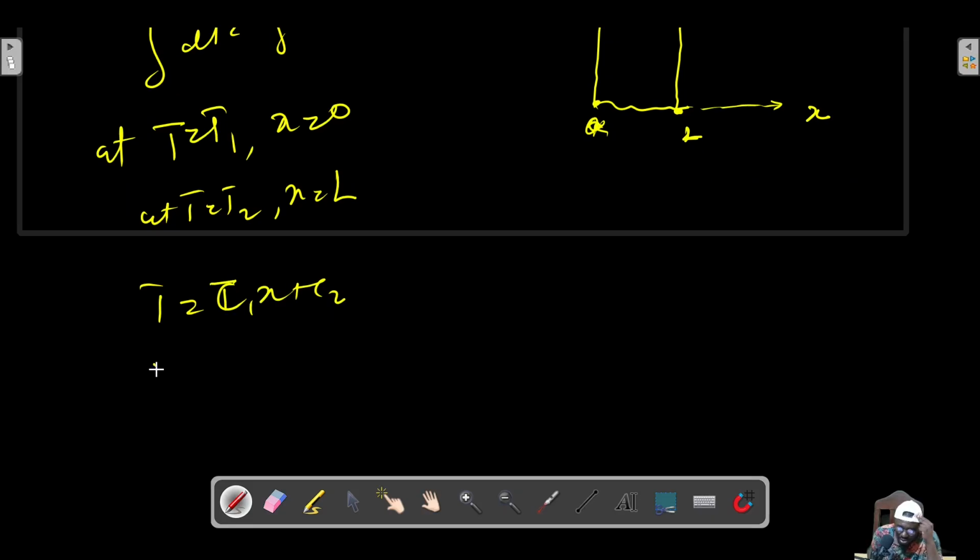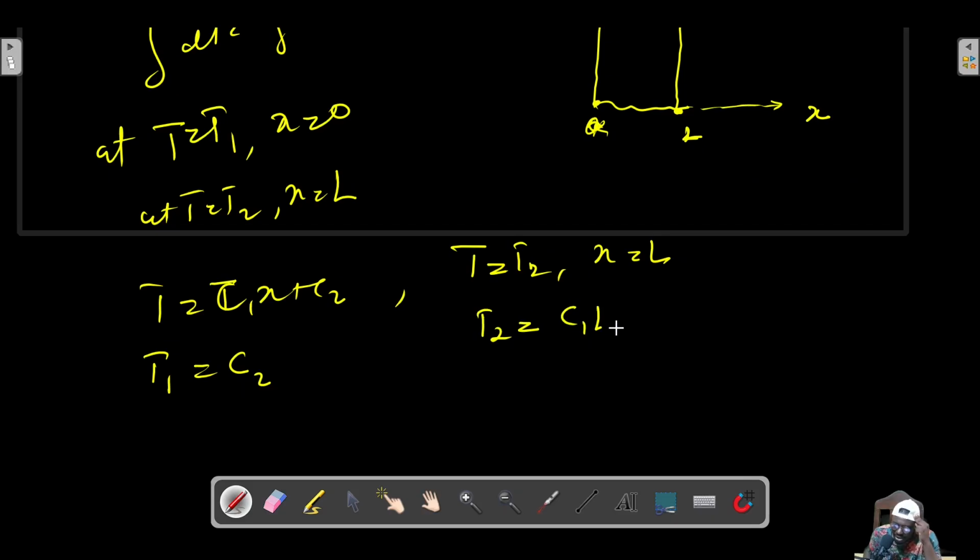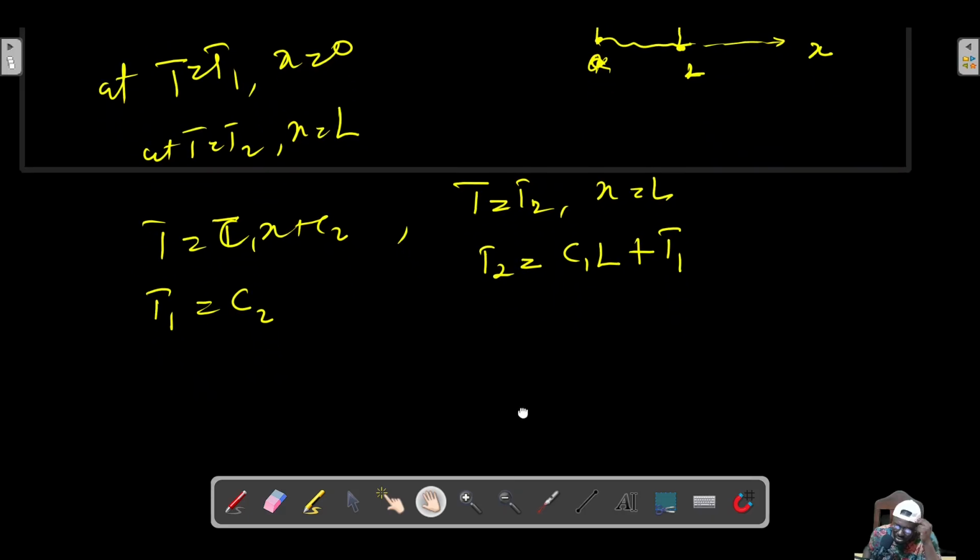So, for T is equal to T1, our X is what? 0. So we end up getting T1 is equal to C2. Also for the same equation, for T is equal to T2, my X is equal to L. So T2 is equal to C1L plus C2. And my C2 is T1.